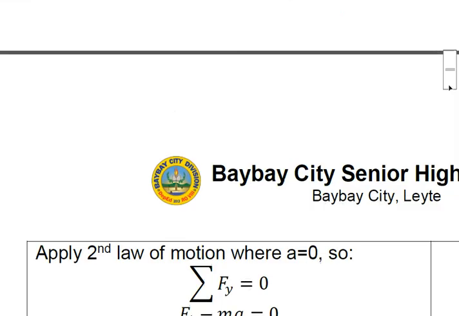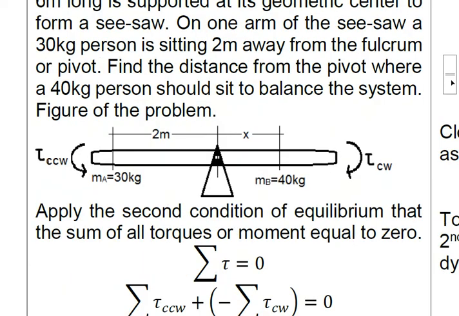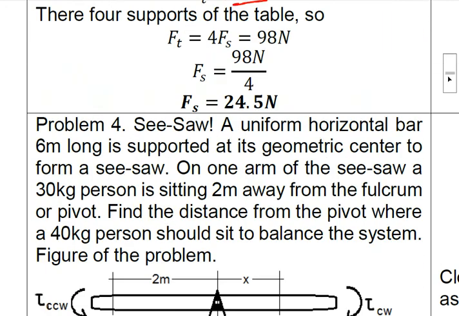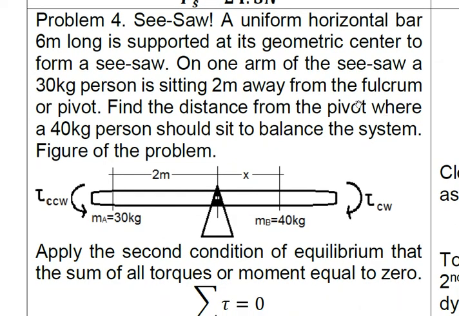So let's move to another problem. You have here a seesaw. I'm pretty sure that you already know what a seesaw is. So on one arm of the seesaw, a 30-kilogram person is sitting 2 meters away from the fulcrum.